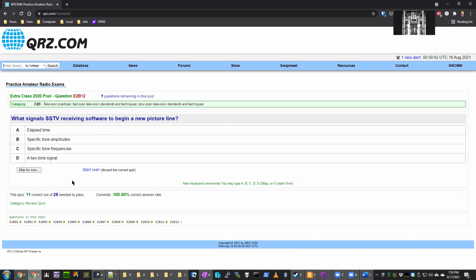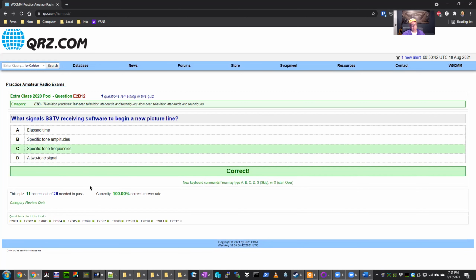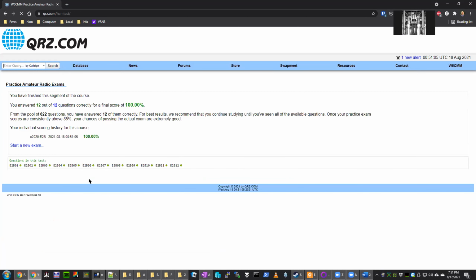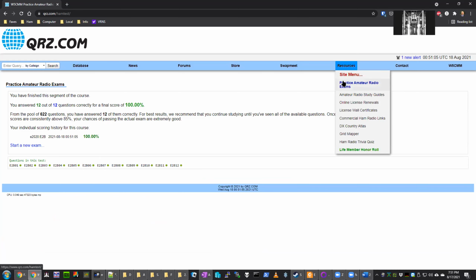What signals SSTV receiving software to begin a new picture line? C, Charlie. Yeah, they're going to have specific tone frequencies. Not bad.